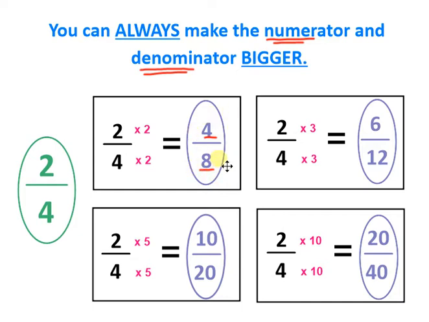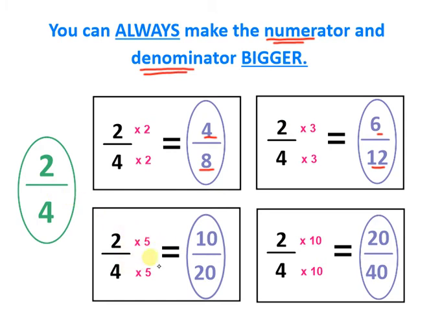Now what makes this important? 4 over 8 has the exact same value as 2 over 4. Look at this second box over here. Again, I'm starting with 2 over 4. I'm going to now multiply the top and the bottom by 3. Why 3? I don't know. I pick 3. You can pick whatever number you want. And I'll show you examples of that in a little while. So 2 times 3 is 6. 4 times 3 is 12. What's interesting about 6 over 12? It has the same exact value as 2 over 4.